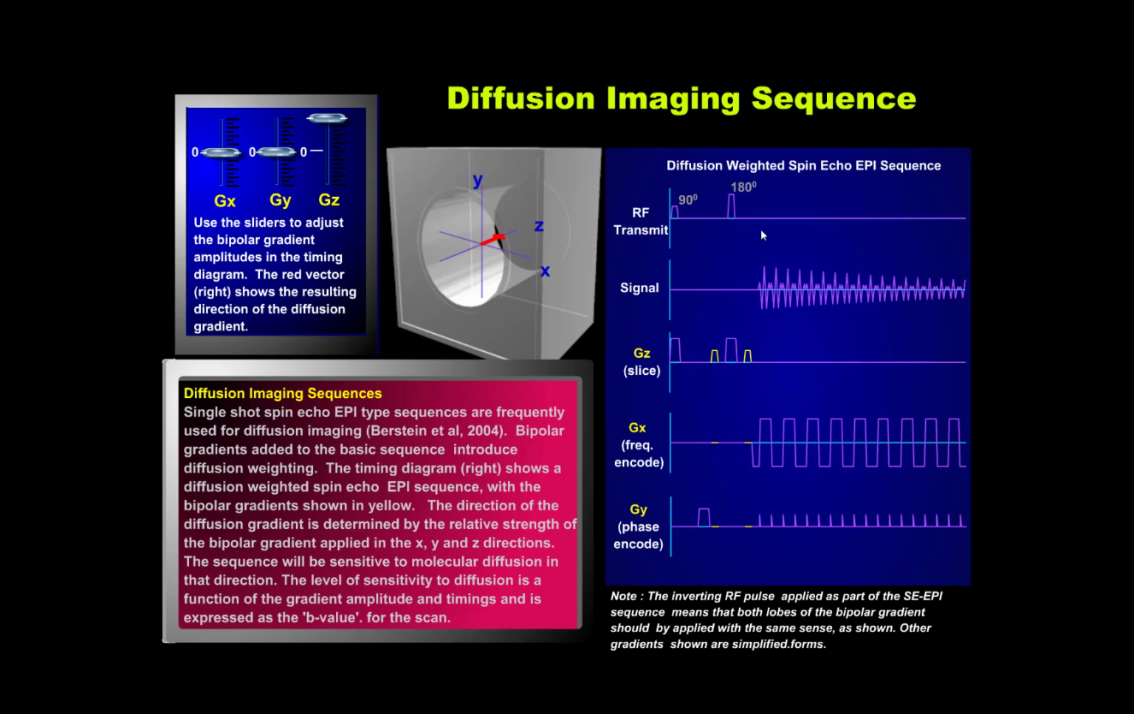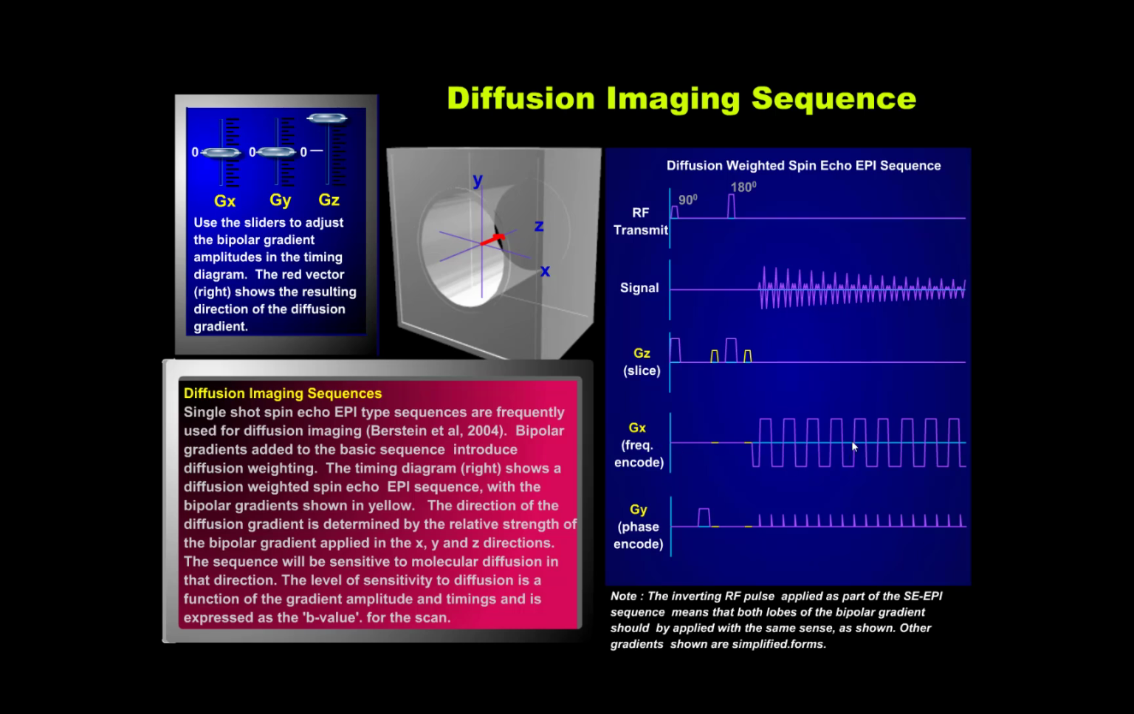Okay, so to work through each of them, on the radio frequency transmitter, we've got a 90-degree pulse, 180-degree pulse. On the signal, we can see these multiple echoes coming back. On GZ, we're assuming it's a transverse slice, so GZ is acting as slice select. It's on during radio frequency transmission, as you'd expect. GX is the frequency encode gradient in this case.